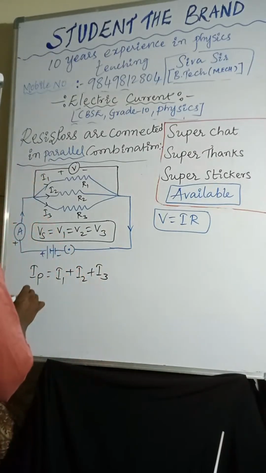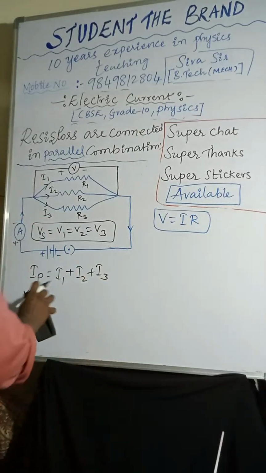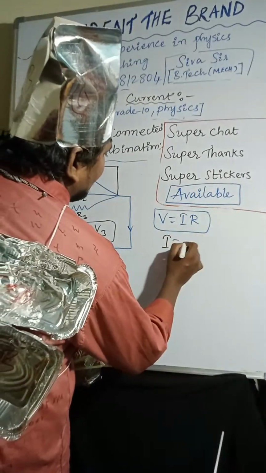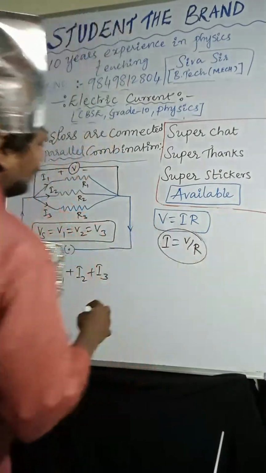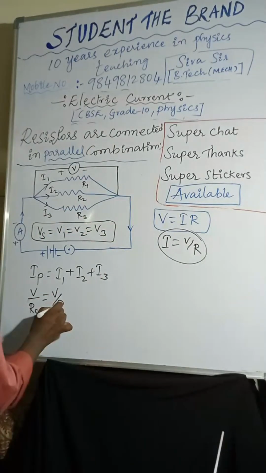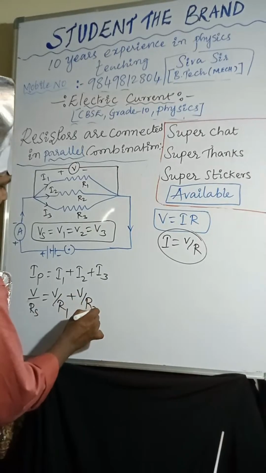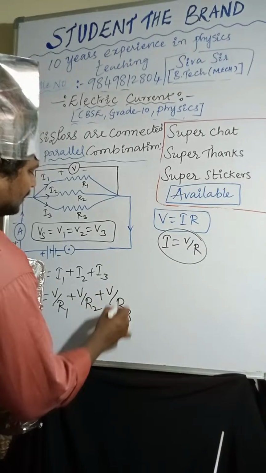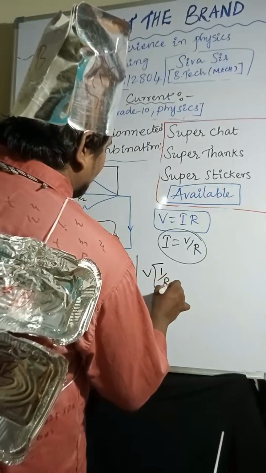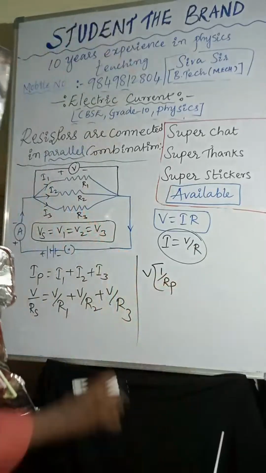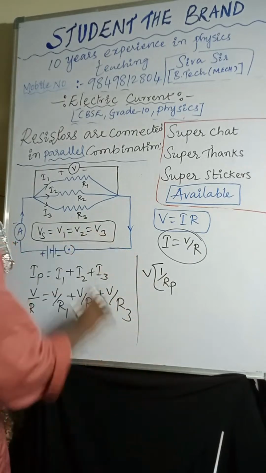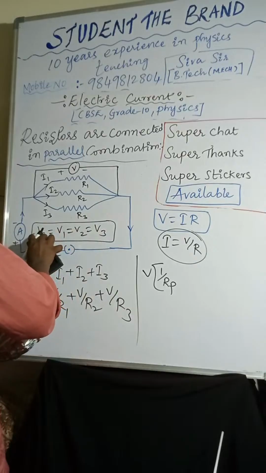So then we can take V by Rp. From Ohm's law, V equal to IR, so I equal to V by R. So V by Rp is equal to V by R1 plus V by R2 plus V by R3. Now I'm taking V common: 1 by Rp equal to 1 by R1 plus 1 by R2 plus 1 by R3. This is not Rs, it is Rp. The resistors are connected in parallel, right? It's not series. Parallel I'm taking.